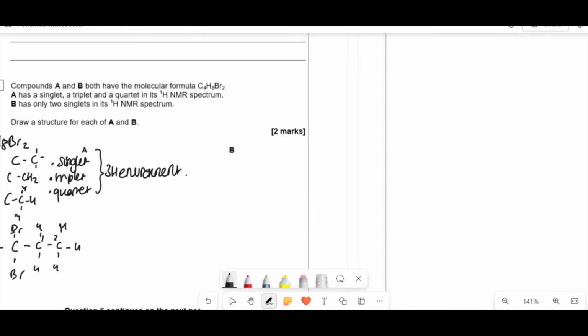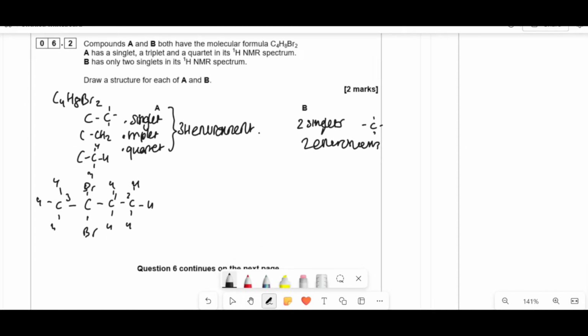Done. Now for B, it's told you that it only has 2 singlets, right? So that means you've got these hydrogen environments that are identical and the adjacent carbon has no hydrogens on it. And as well as that, there are just 2 environments. So I'm going to start with just working out. I'm going to start in the middle bit, right? So if I know there's no hydrogens on this carbon in the middle, now I need to figure out ways of divvying up everything so that we have the Brs and whatever, but 2 different carbon environments to satisfy this.